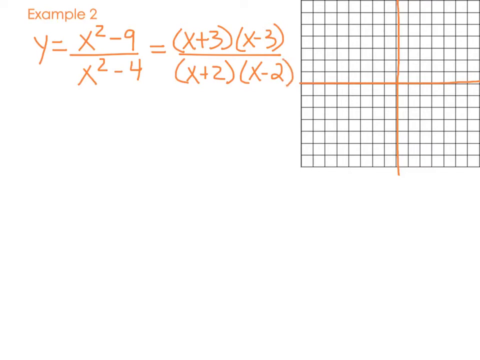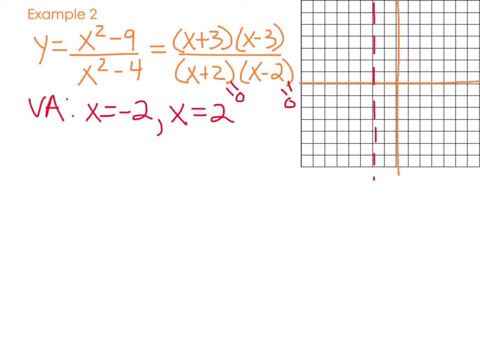So then the first thing we want to look at is the vertical asymptote. Remember, to find your vertical asymptote, you set your denominator equal to 0. So if I set x plus 2 equal to 0, I would get x equals negative 2. If I set x minus 2 equal to 0, I would get x equals positive 2. So this one is going to have 2 vertical asymptotes, one at negative 2 and one at positive 2. And that's all right. You can have lots of vertical asymptotes. Just depends on the power of the problem here.